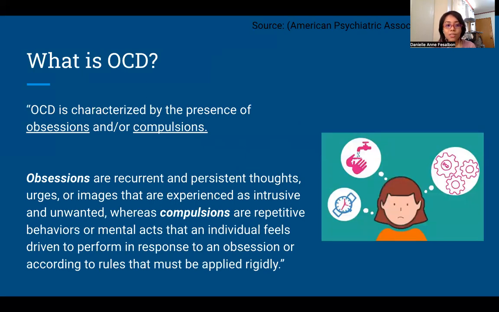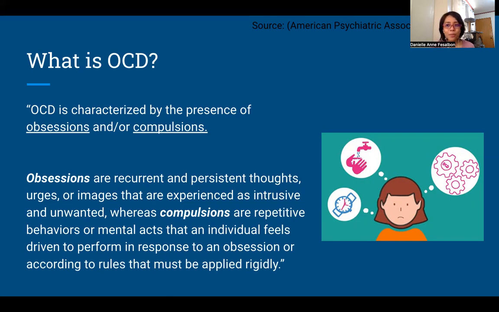What is OCD? OCD is characterized by the presence of obsessions and/or compulsions. Obsessions are recurrent and persistent thoughts, urges, or images that are experienced as intrusive and unwanted, whereas compulsions are repetitive behaviors or mental acts that an individual feels driven to perform in response to an obsession or according to rules that must be applied rigidly. You'll have a better clue in this picture, where this girl has these thoughts or images about her own obsessions and the compulsions that come with them.